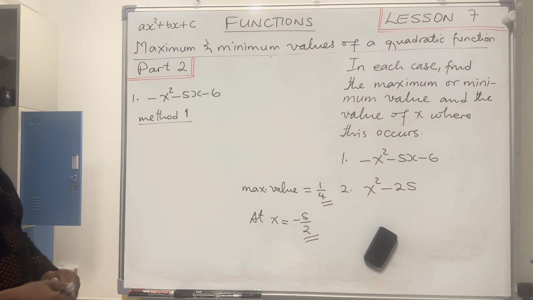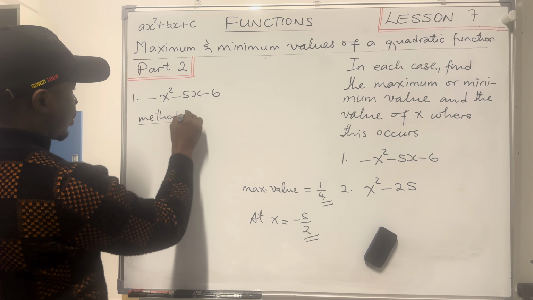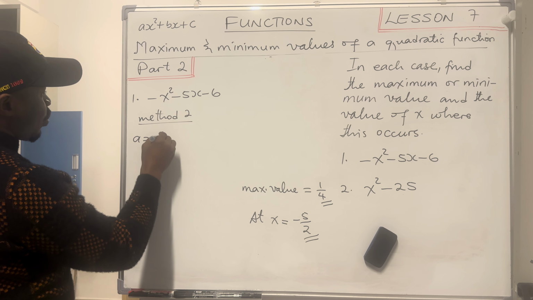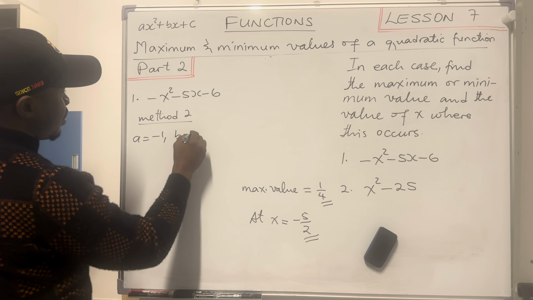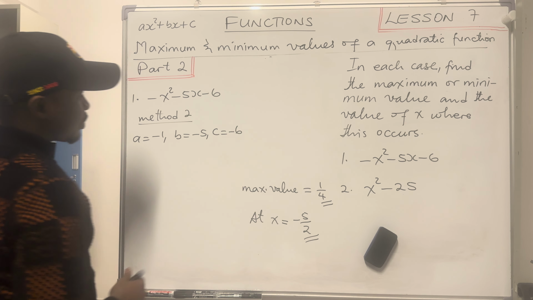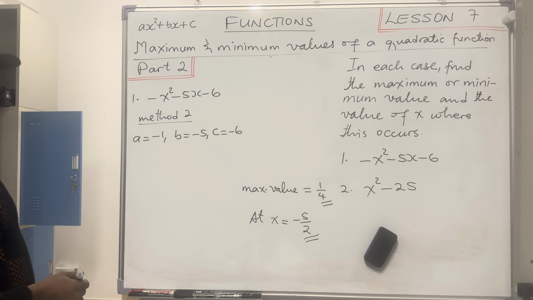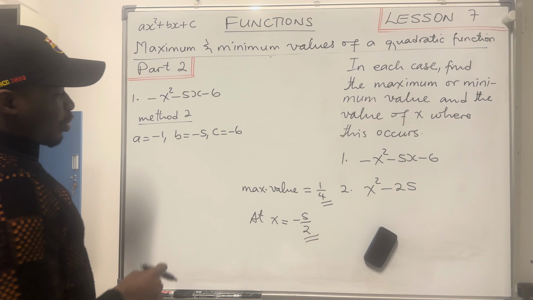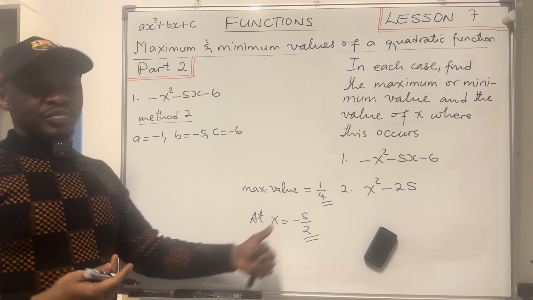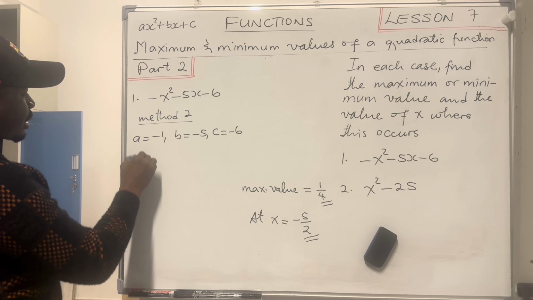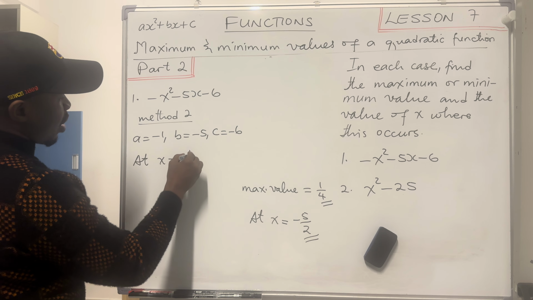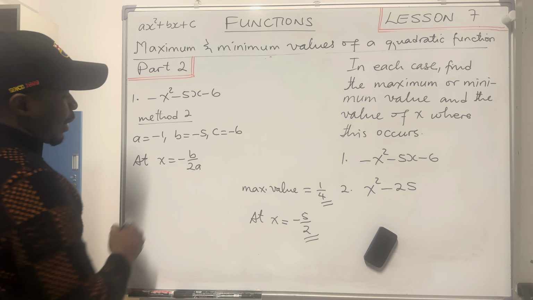Now let's go to the second method, method 2. For method 2, what is our a? Our a is minus 1. What is b? b is minus 5. What is c? c is minus 6. I hope it is clear. But for the second method, you start with where the value occurs. So we say at x equal to minus b over 2a.